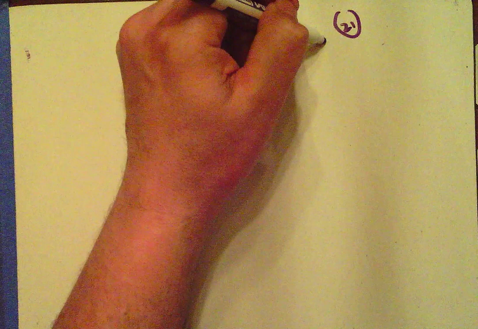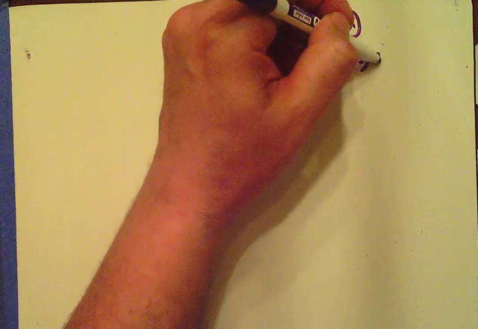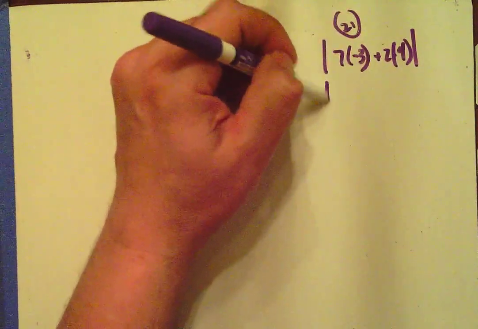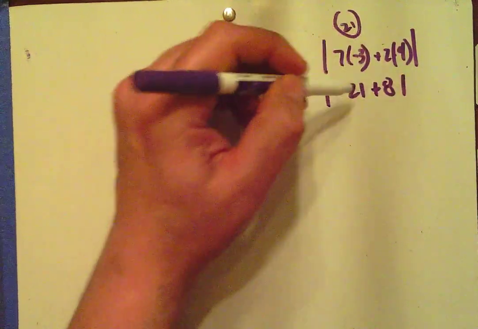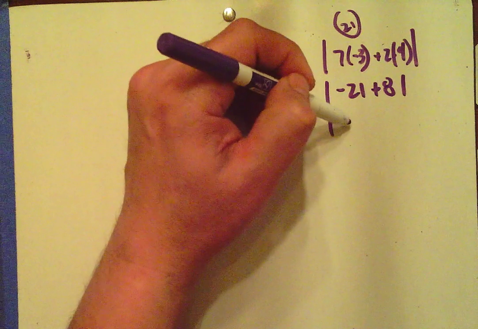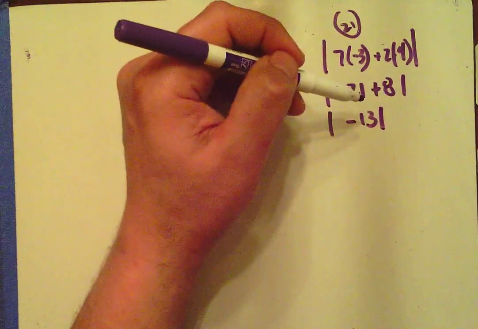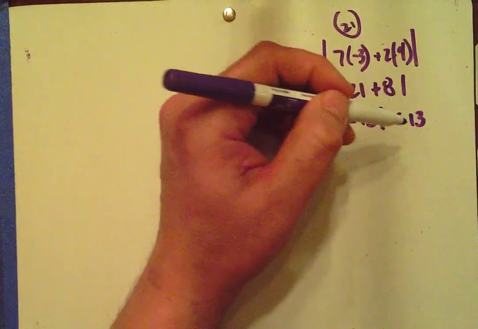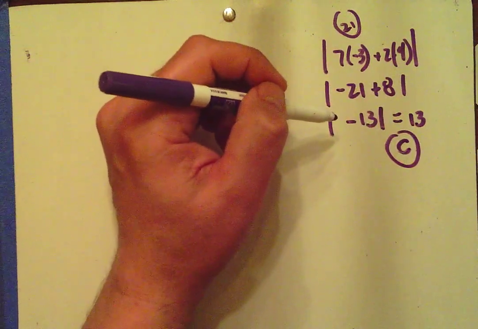Number 21. We've got the absolute value of 7 times negative 3 plus 2 times 4. Well, 7 times negative 3 is negative 21, and 2 times 4 is 8. Negative 21 plus 8 is negative 13. And then the absolute value of negative 13 is 13. And that's choice C for number 21.